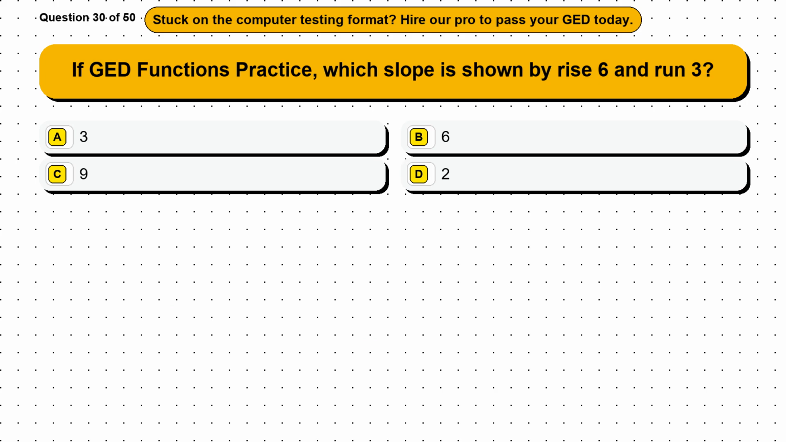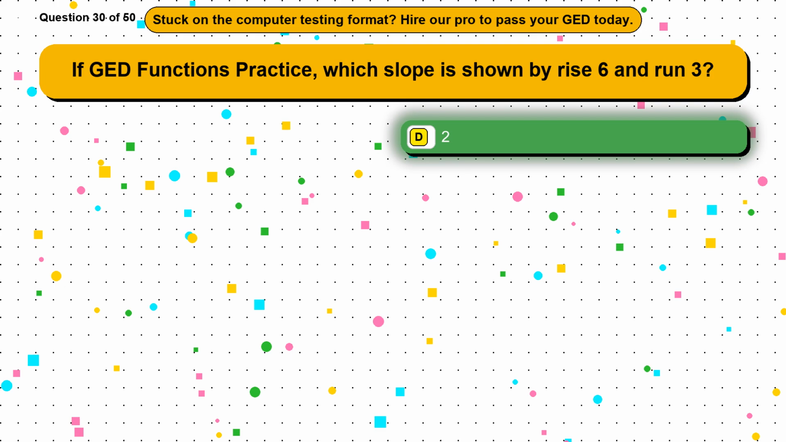Question 30. If GED functions practice, which slope is shown by rise 6 and run 3? Option A 3. Option B 6. Option C 9. Option D 2. The correct answer is option D.